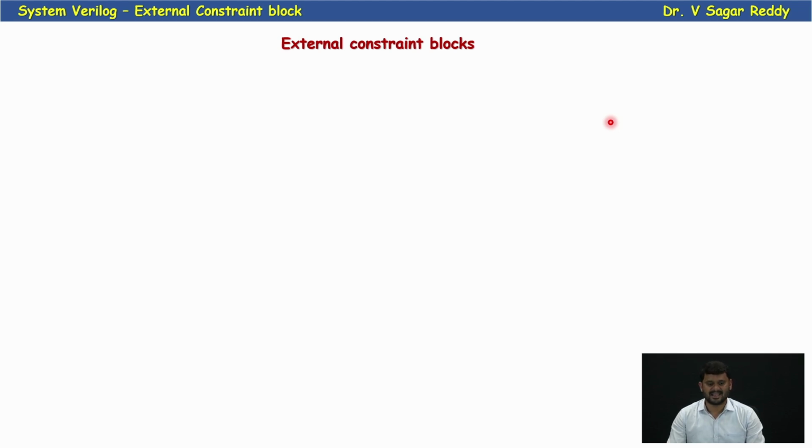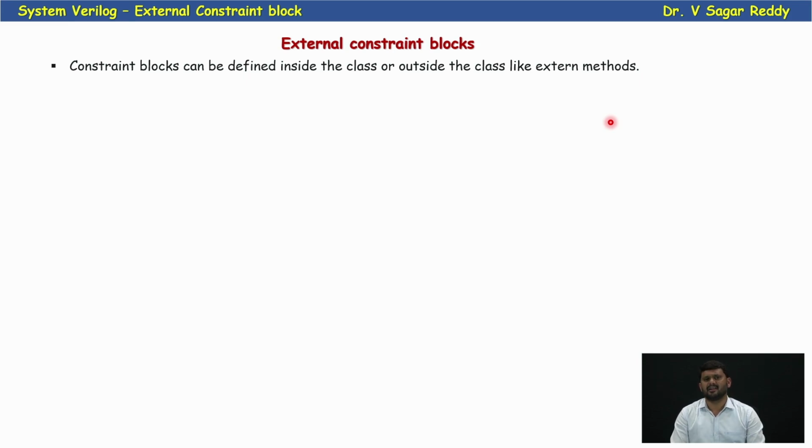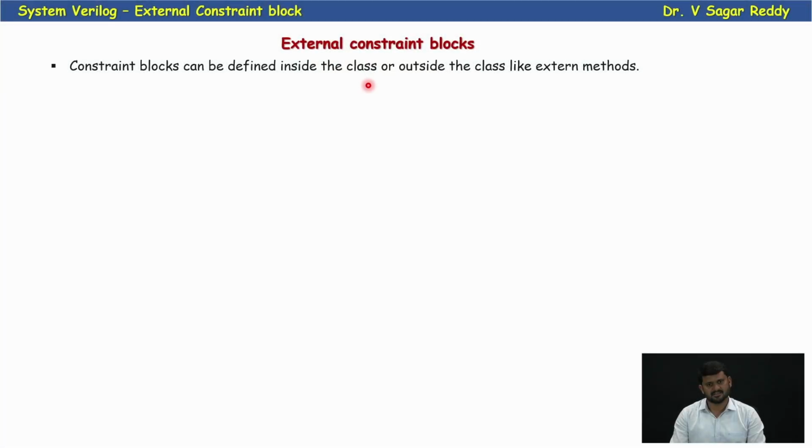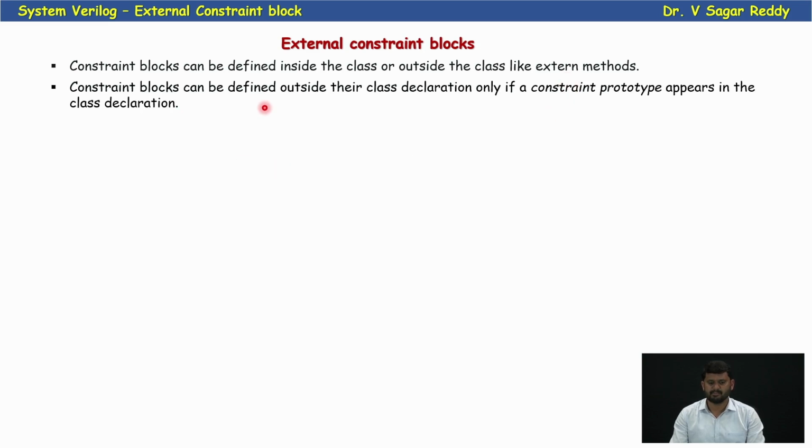So now we'll discuss the external constraint block. We can define the constraint block outside of the class also. Constraint blocks can be defined inside the class as well as outside the class, like an external method. Constraint blocks can be defined outside their class declaration only if a constraint prototype appears in the class declaration. So if you want to use a constraint block as an external constraint block, you should declare the constraint prototype in the class declaration itself.